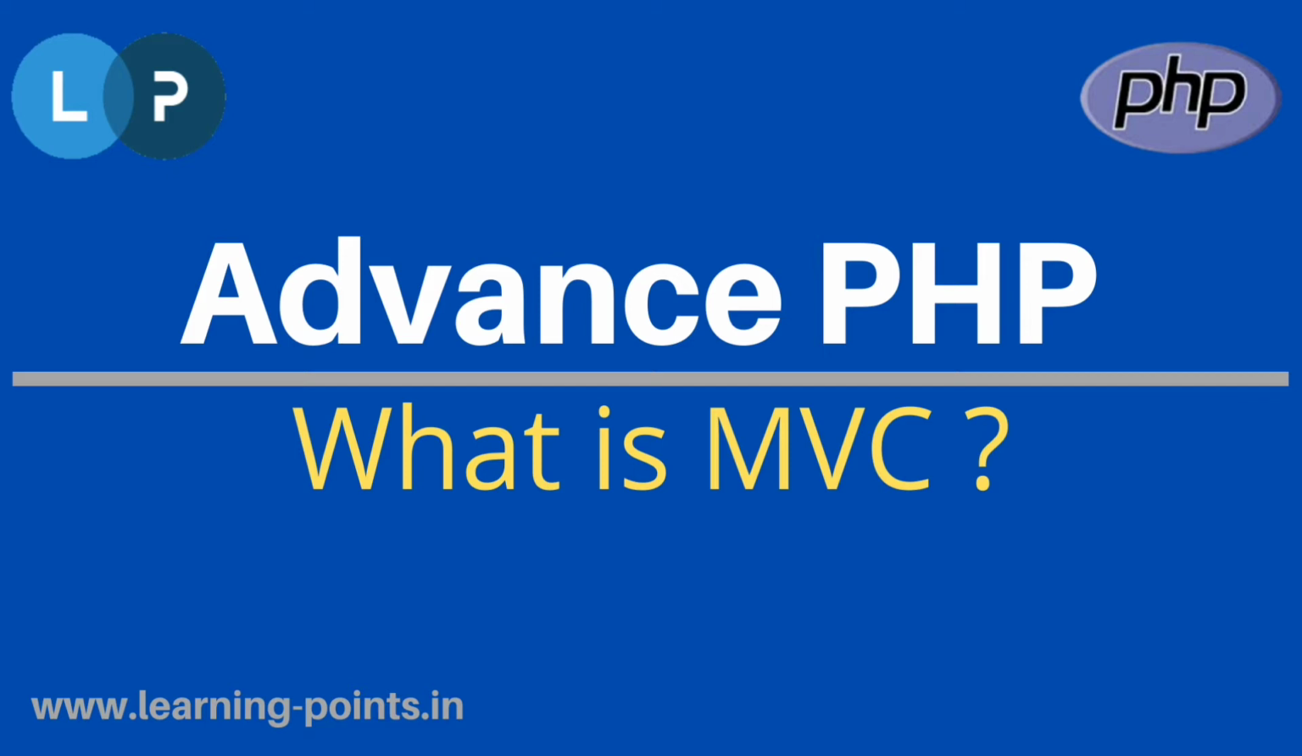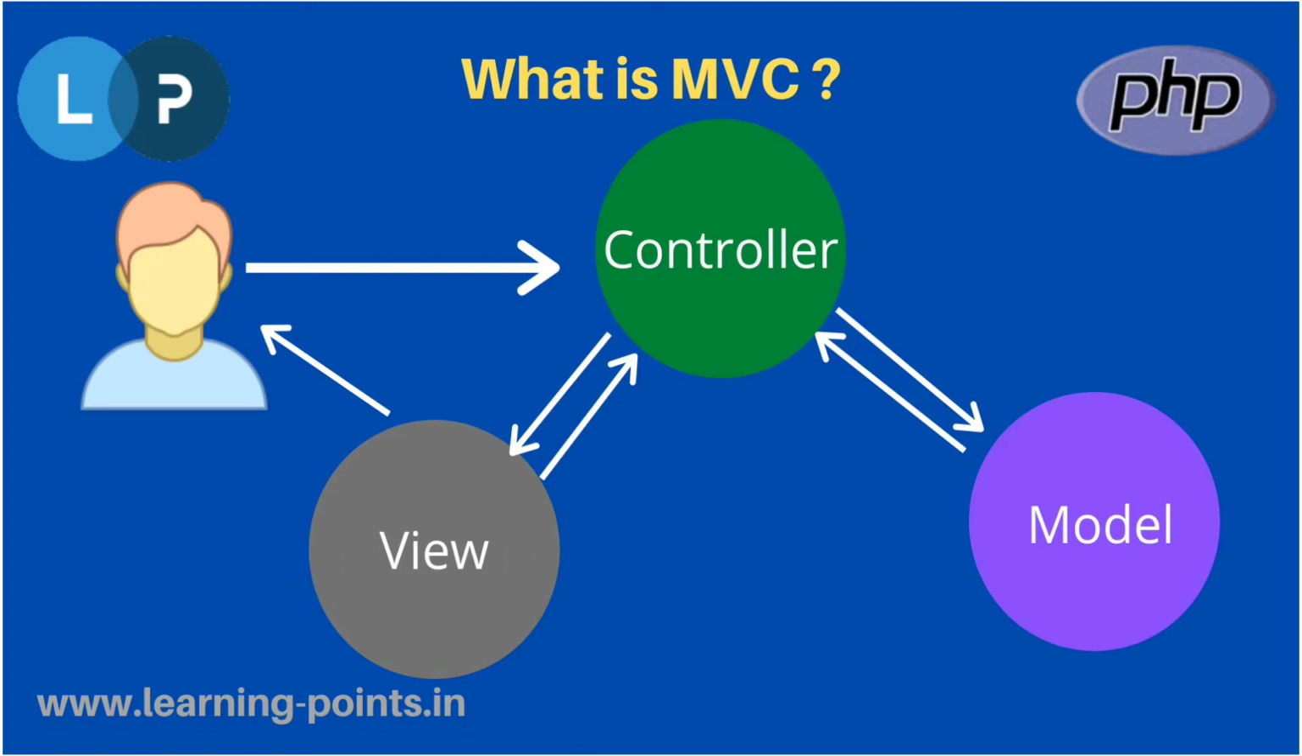Today I will discuss the MVC structure. MVC is basically a software architectural pattern used to implement user interfaces. MVC stands for Model, View, and Controller. These are three interconnected parts of software architecture.